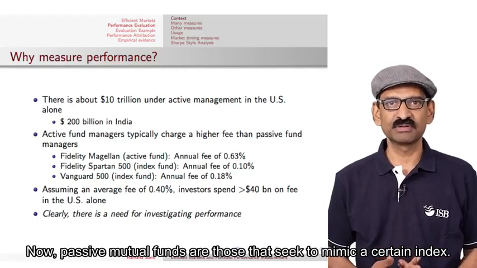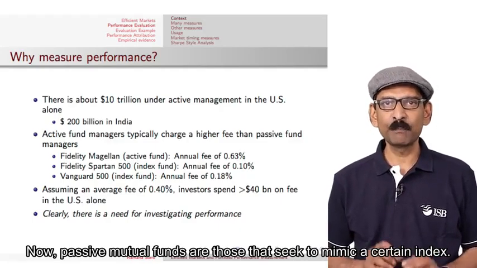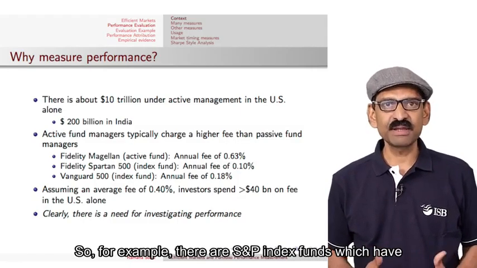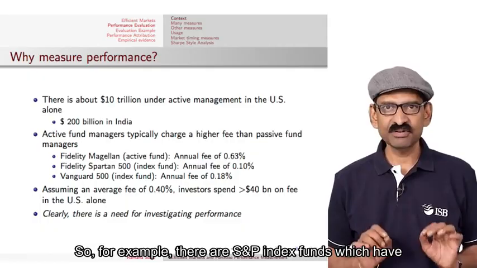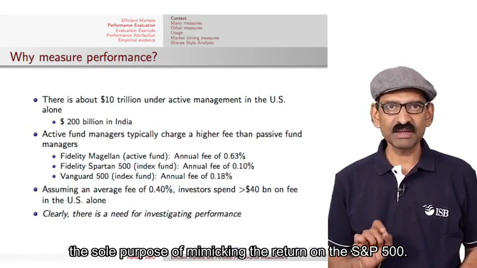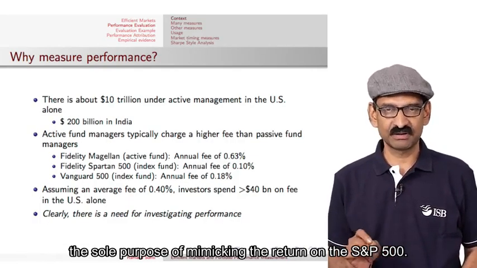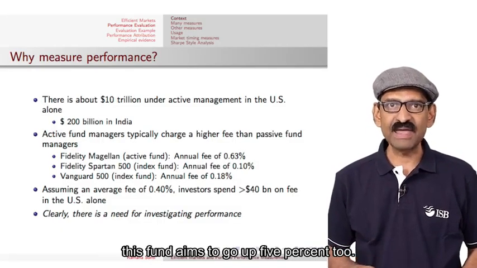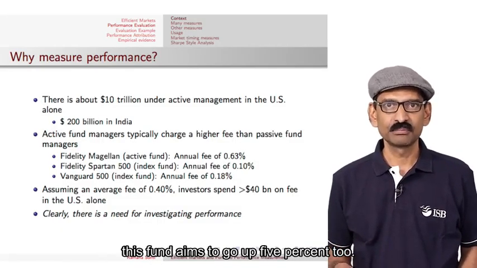Now, passive mutual funds are those that seek to mimic a certain index. So, for example, there are S&P index funds which have the sole purpose of mimicking the return on the S&P 500. Essentially, if the S&P 500 goes up 5%, this fund aims to go up 5% too.